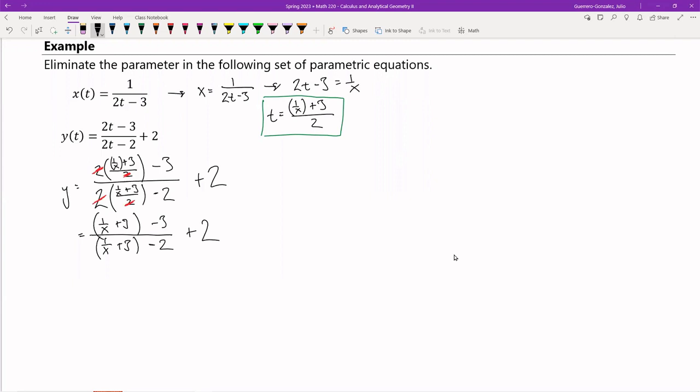Okay, I'm going to keep going. The plus 3 and the minus 3 on top, they cancel, right? And then the plus 3 and the minus 2 on the bottom, they sort of combine. So I get left with 1 over x on top divided by 1 over x plus 1 on the bottom, plus 2. And this is going to be 1 over x over (1 plus x) over x, plus 2.